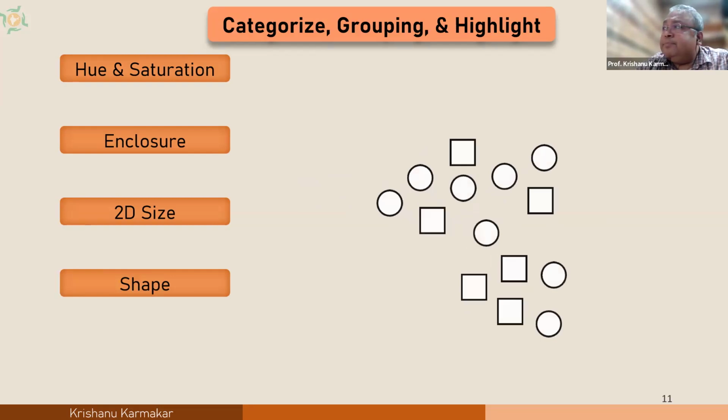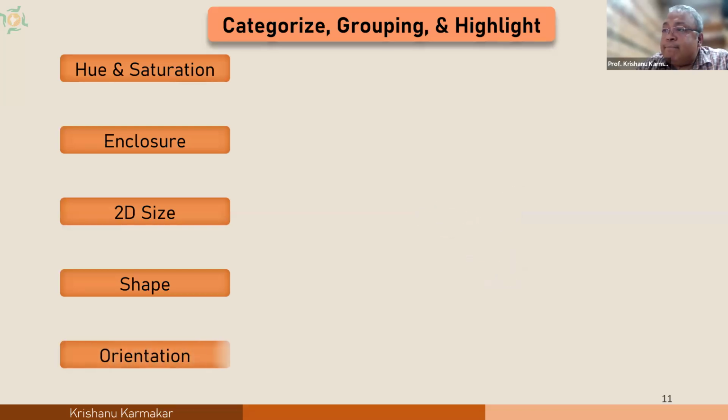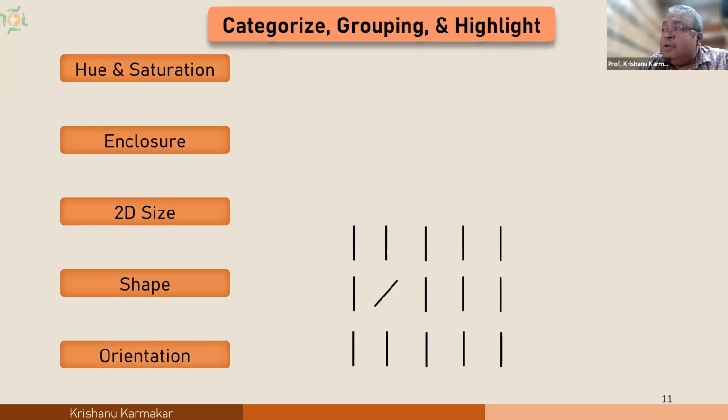Then there is shape. So again, there are two different types of things that are probably easily decipherable by most of you. That is, we have one group of things which are circles, another group which are represented by squares. And finally, orientation. So all of the other bars are vertical except one is oblique. So that also tells us that something is different for that oblique bar. But then again, not all of these items in this list are equally good at representing categorization and grouping.